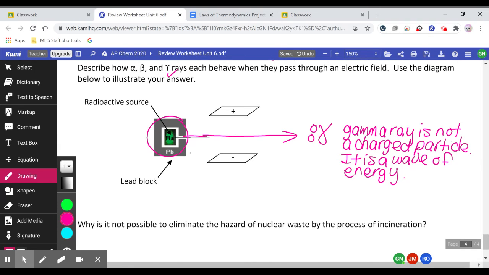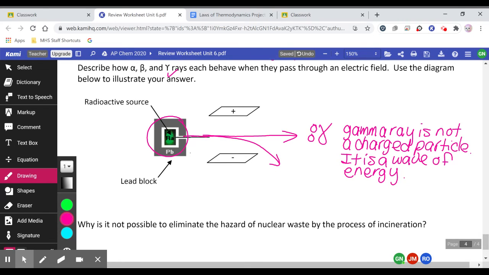Let's look at alpha. If an alpha particle is emitted from this source in this direction with my arrow here, where's it going to go? Think about the charge. What's the charge on an alpha particle? Positive. Okay, so what is a positively charged thing going to do? It's going to be attracted to the negative side of that electric field. Exactly. So the alpha particle is going to go towards the negative side.